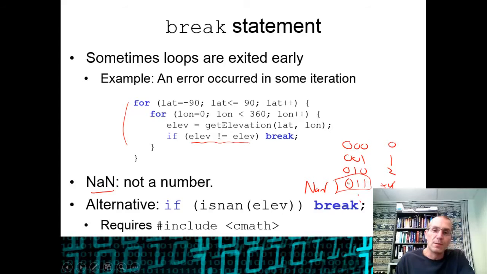And so if this binary number is evaluated, or is output from something, it means there was an error in the code, it wasn't actually computing a number, and this right over here will evaluate to true. Another way to do that is there's a function called isNaN. It's included in the cmath library, and this will evaluate to true if elevation isn't a number. So if you divide by 0, for example, that often gives you not a number.